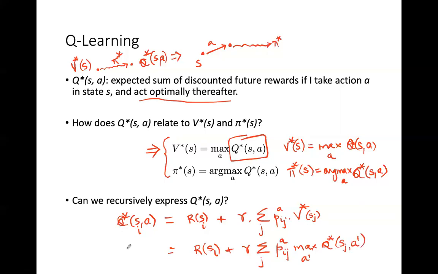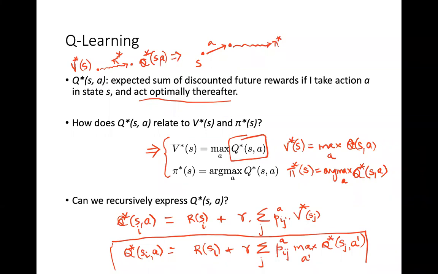Right? So here is the central equation we need for Q learning. This is a form of the Bellman equation for the Q function. We were able to easily express it in terms of V star, but then V star has a straightforward expression in terms of Q star. So just substitute that in and you get a purely recursive equation for Q star.